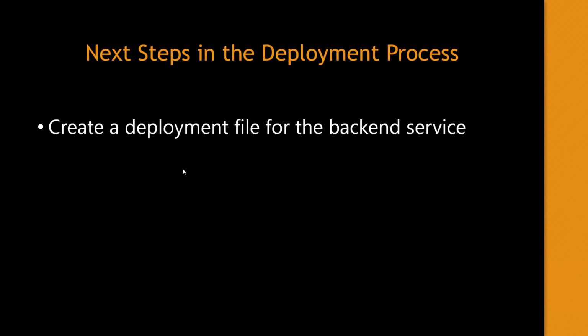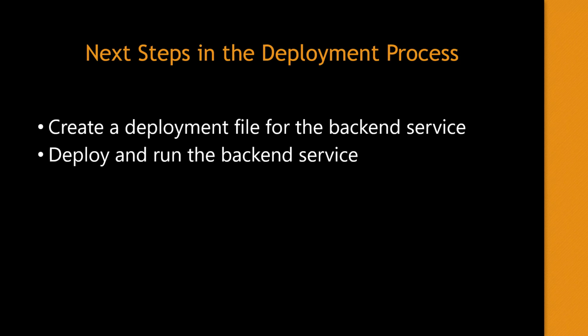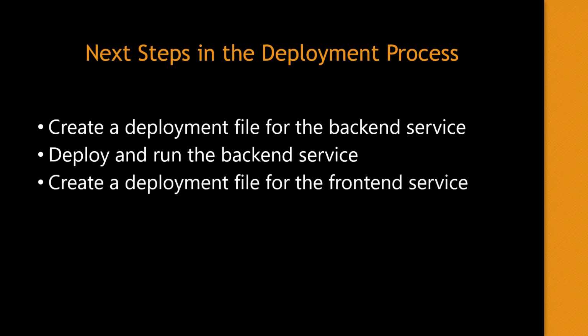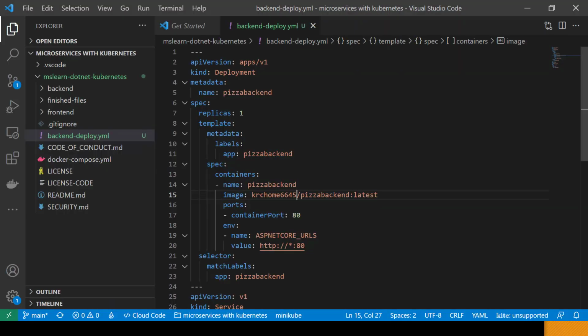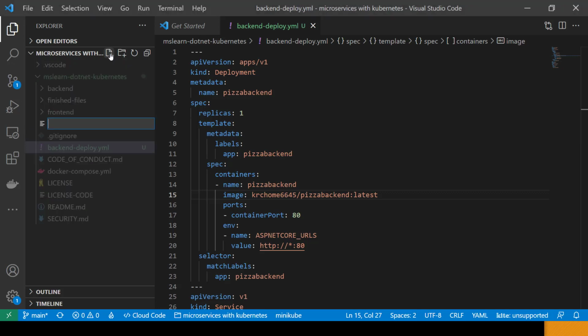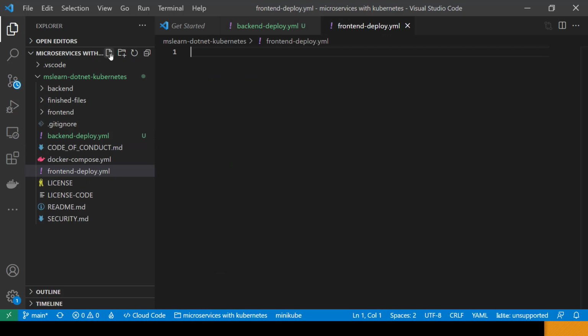Right, so we have done this part: create a deployment file for the backend service, and also deploy and run the backend service. Okay, now we'll create a deployment file for the frontend service in a similar manner. So let me Alt+Tab to this, and I'll create another file, frontend-deploy.yaml. So there is a new file, frontend-deploy.yml. It's all created for me, so I will paste it for the sake of brevity and saving a lot of time typing.